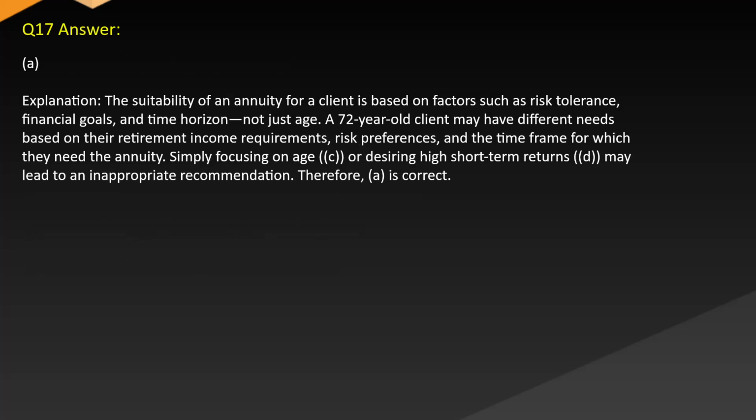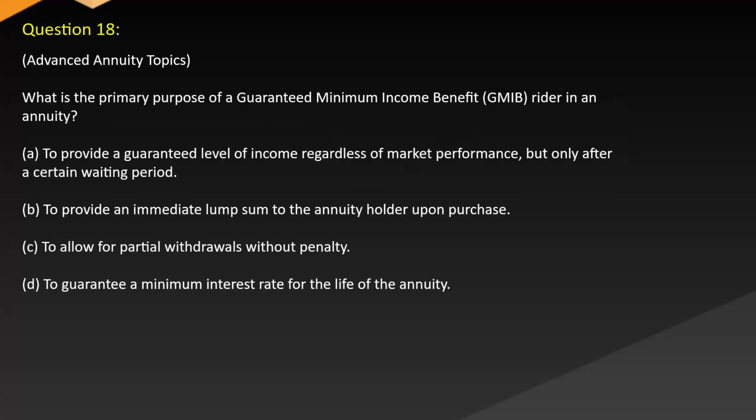Answer A. Explanation. The suitability of an annuity for a client is based on factors such as risk tolerance, financial goals, and time horizon, not just age. A 72-year-old client may have different needs based on their retirement income requirements, risk preferences, and the time frame for which they need the annuity. Simply focusing on age, C, or desiring high short-term returns, D, may lead to an inappropriate recommendation. Therefore, A is correct. Question 18.